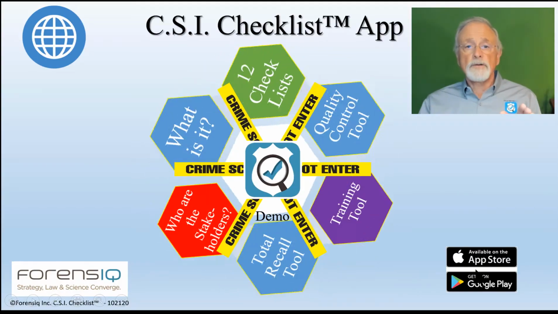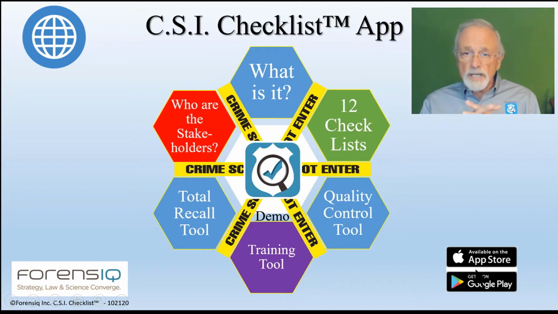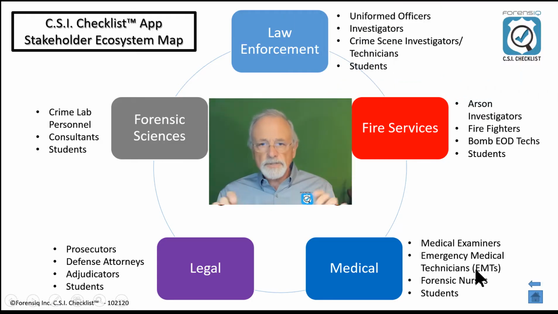When we last met, we talked about what the CSI Checklist App was and why it was created. Today, let's talk about who are the stakeholders. Who are the criminal justice professionals who should be downloading this app? There are 5 basic groups, and this is our Stakeholder Ecosystem Map to identify those. And one particular group that's in all 5 of these categories are students.